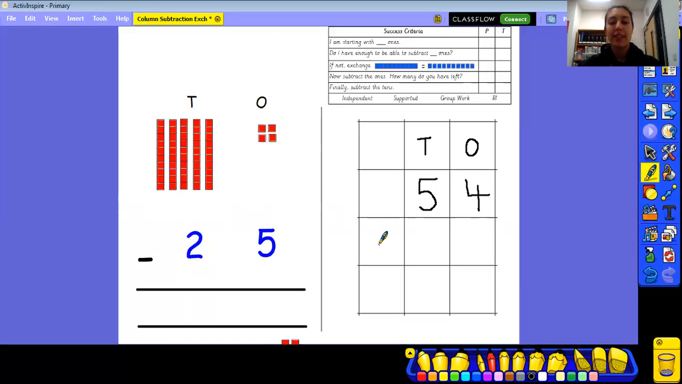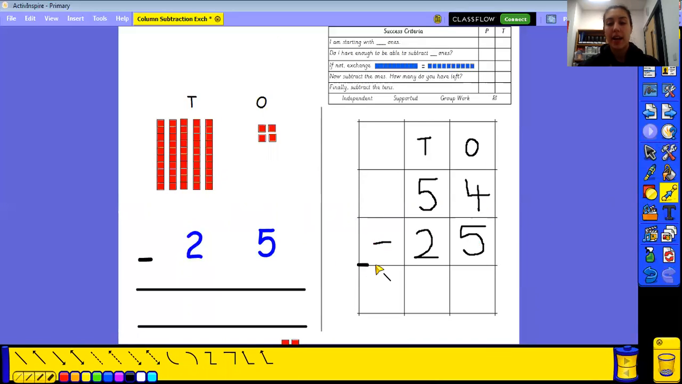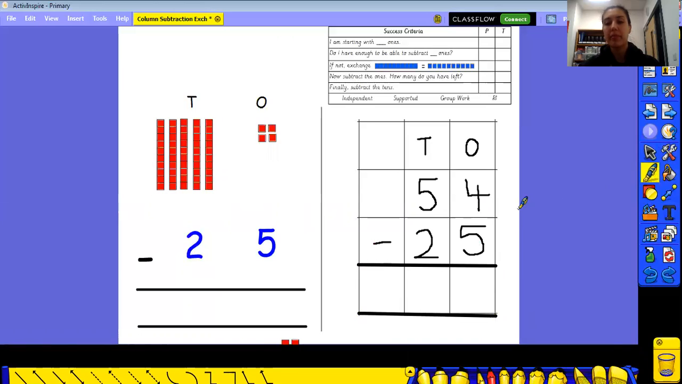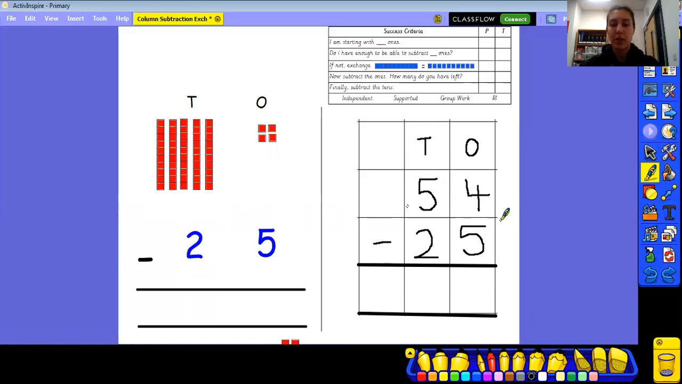And then I am subtracting, don't forget to write your subtraction symbol. I am taking away 25. So 2 10s and 5 1s. Now don't forget, all of this is supposed to be neatly recorded in columns. That's why we call it the column method. And then I have to draw my giant equal sign underneath, ready to write my answer. So now that I have my calculation set up, I'm ready to work it out.